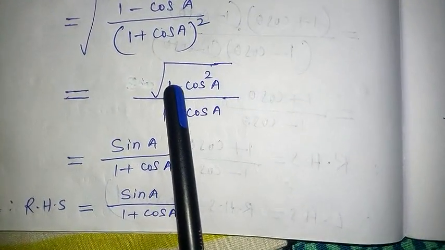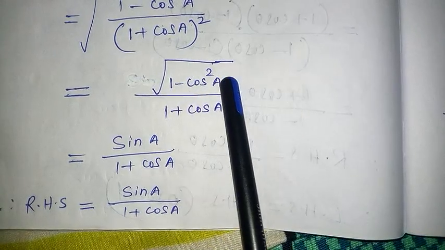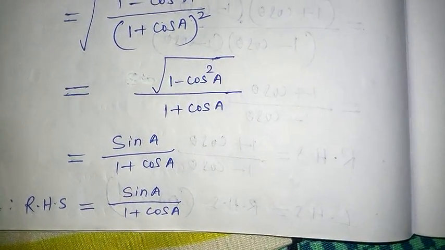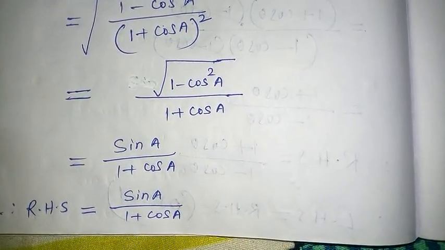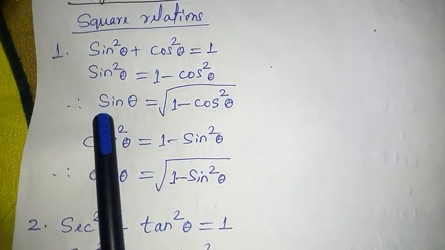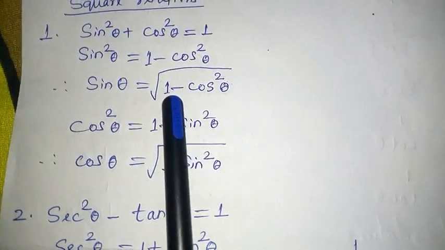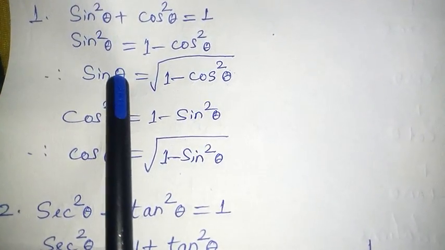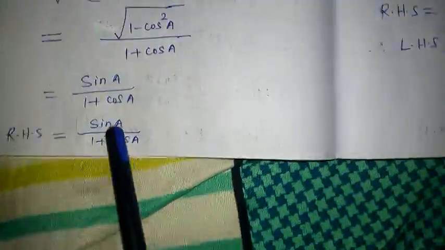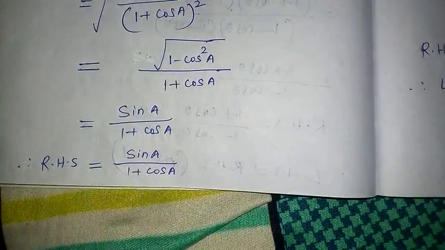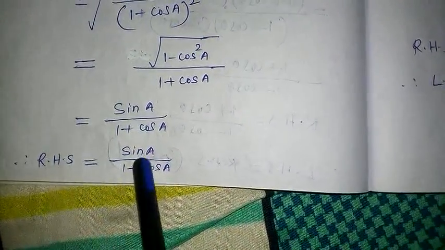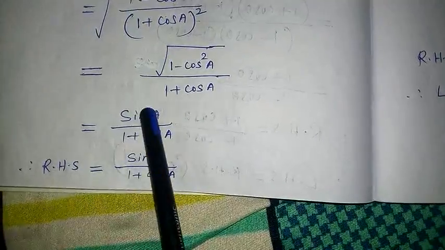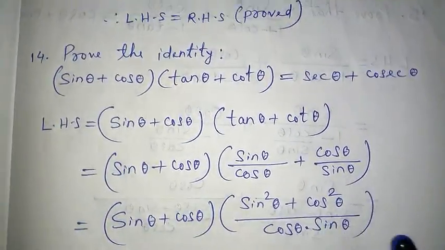Now you can see root over (1 minus cos square A) is a formula of sin A. I will show you the formula list. Here you see sin theta is root over (1 minus cos square theta). But here since we have A, therefore here also we will have A. Same formula has come from here to here. And now you can see RHS is also the same. That means my LHS and my RHS are the same. I can say LHS equal to RHS, proved.